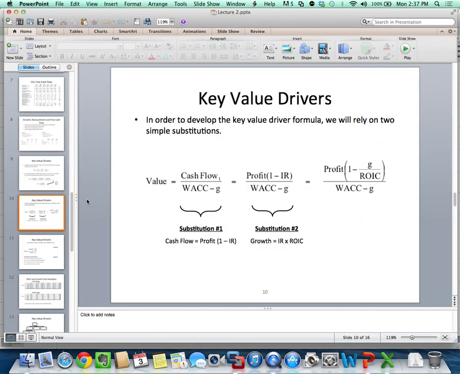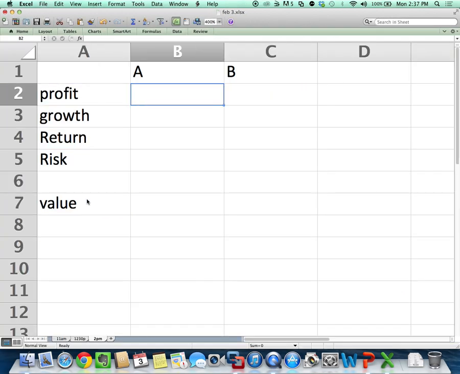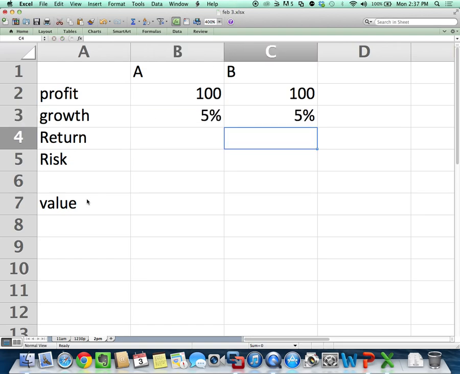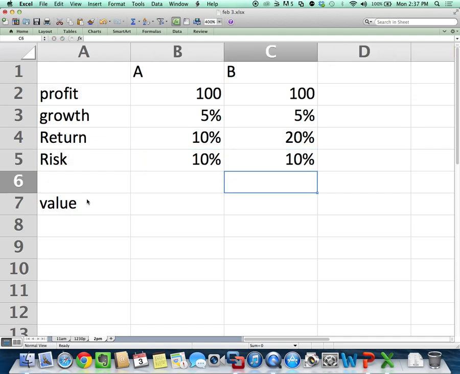So using the data from this slide, both companies have $100 million a year profit. Both companies are expected to grow at 5% a year into the future. Company A has a 10% return on its investment. Company B has a 20% return on investment. And the cost of capital was 10% for both companies.